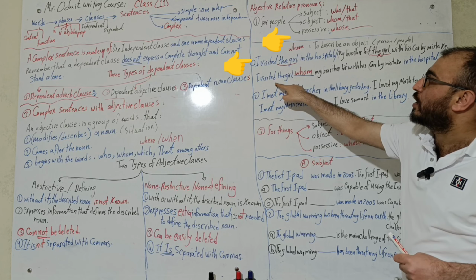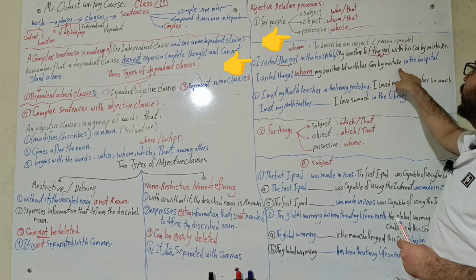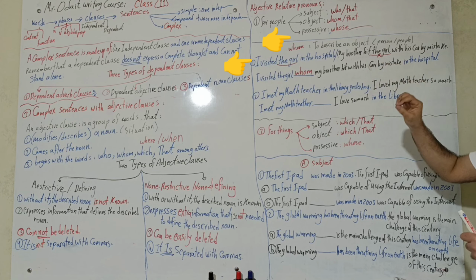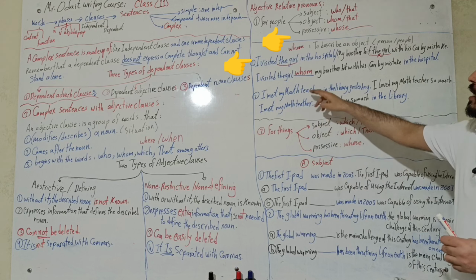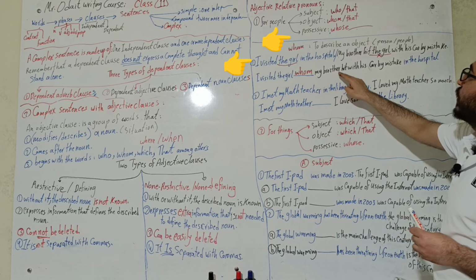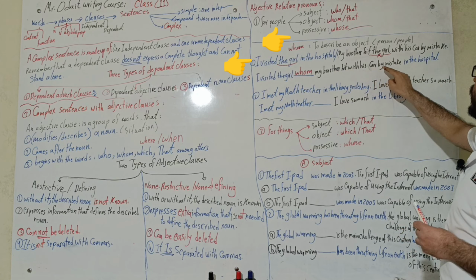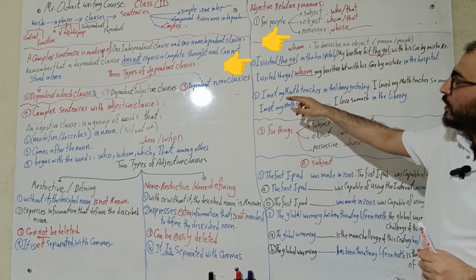I write: I visited the girl whom my brother hit with his car by mistake. Again, my friends, please do not write the object. Again, don't repeat it because it is replaced with whom. Here, I visited the girl whom my brother hit with his car by mistake in the hospital. Here, I continue writing the simple sentence. Let's move to the other example, my friends.